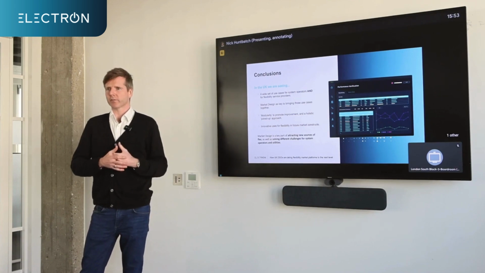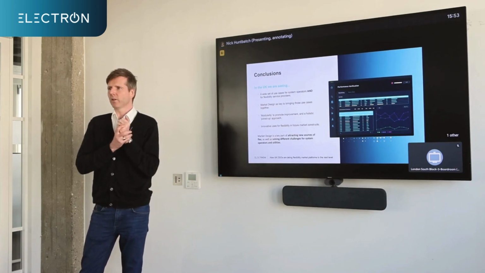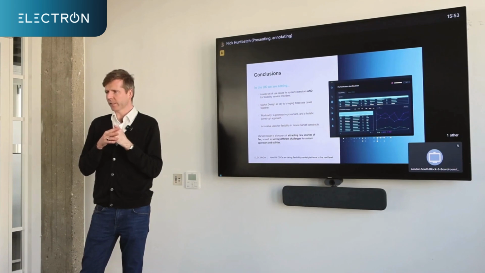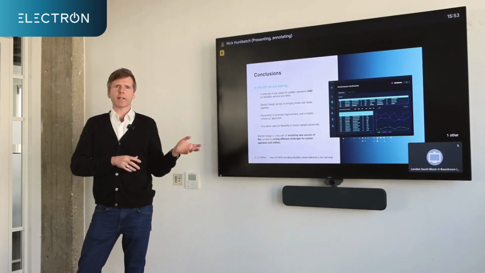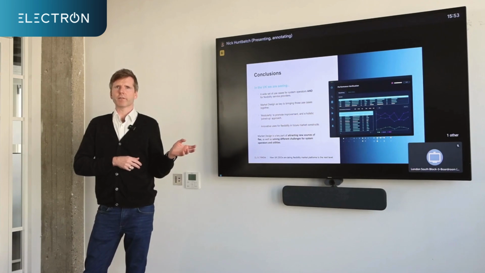Like, I want to upgrade my transformer. It takes 5 years. I need to lock people in to make sure they're going to be available for me as I do that. But we also are seeing a lot more nearer real-time trading of flex.